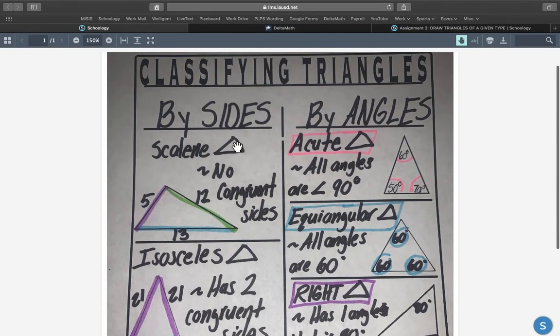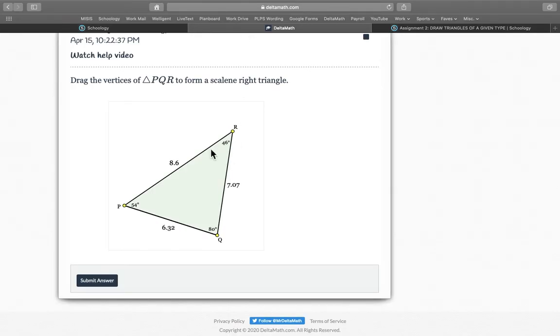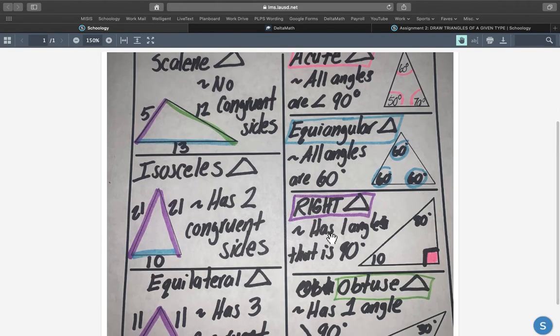This is what the notes are for. Scalene means no congruent sides. All three sides are different. 8.6, 6.32, 7.07. Perfect. So we got the scalene part taken care of. Now we need to take care of the right part. So right, again, if you remember that right triangle means 90 degrees, that's great. But if you don't remember, go back where it says a right triangle has one angle that is 90, right? One angle is 90.